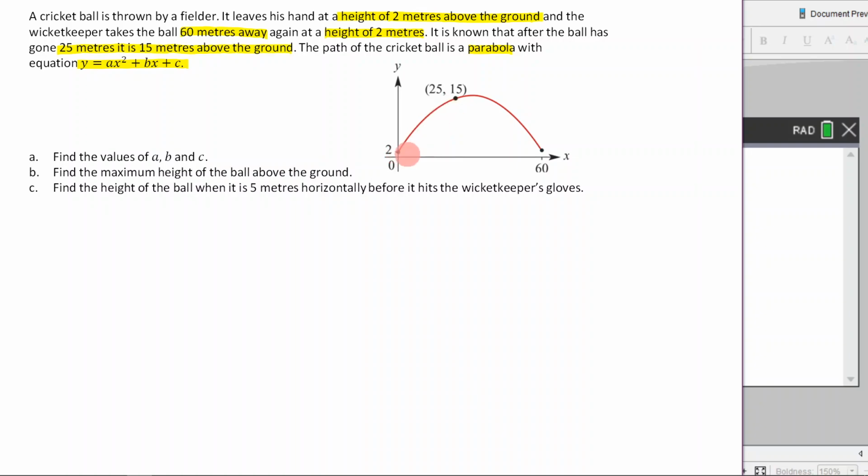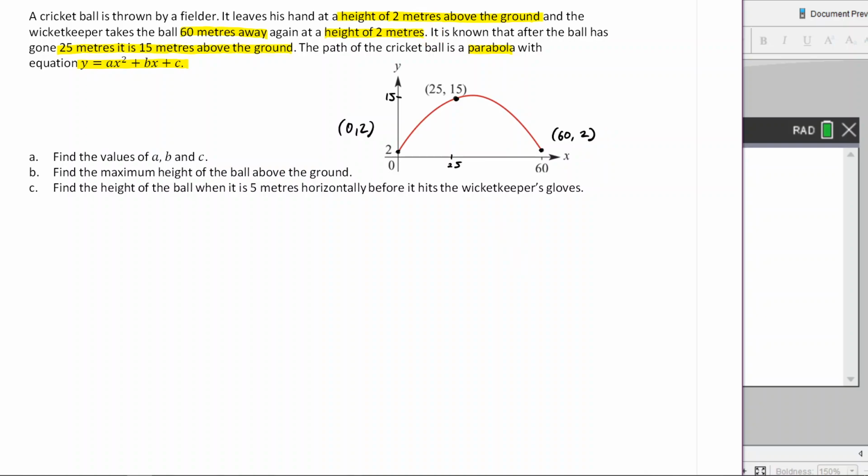And as you can see, we can see 3 points. This point here is the point 0, 2. And it's saying that he is at a height of 2 meters when he throws the ball. It then, when we are 25 meters distance, it is a height of 15 meters. And then the wicket keeper catches the ball 60 meters away, also at a height of 2 meters. So that's 60 and 2.